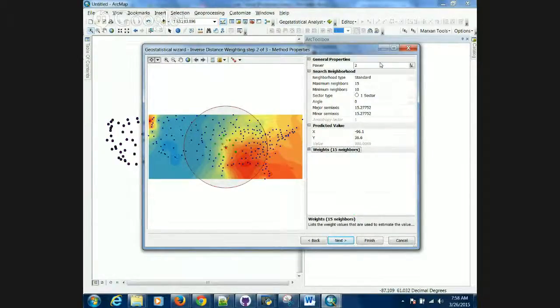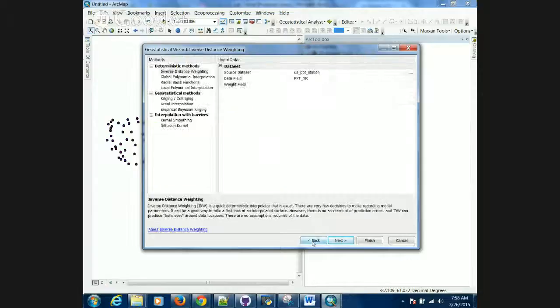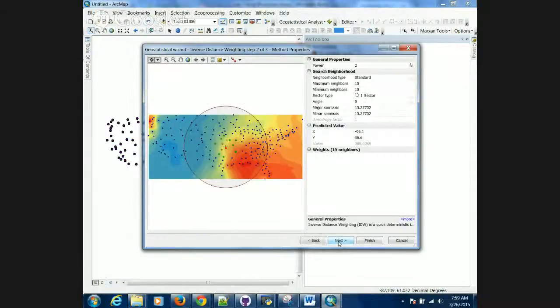Can I go back to step 1? Sure. So there's only 2 things that you would change from the defaults on this screen. That would be make sure that this is selected, inverse distance weighting, and make sure that the data field is PPT. Almost said PowerPoint again. PPT year. Okay. Then hit next.